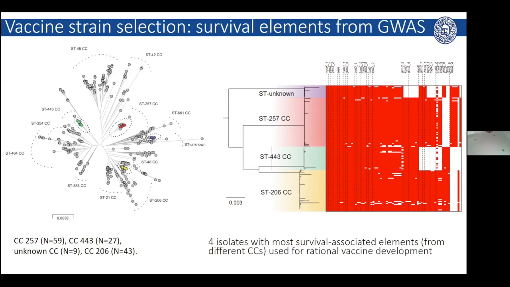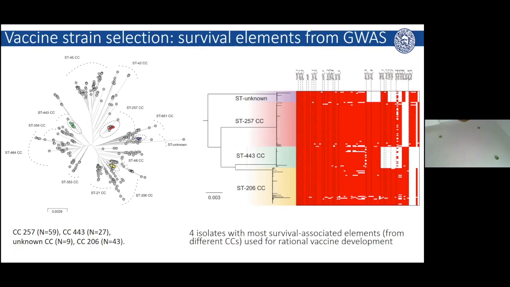Once we'd sequenced them, we wanted to select 4 isolates, 1 from each clonal complex, to include in the vaccine, but we also wanted them to have the maximum survivability. So I looked within all of the isolates and selected 1 isolate from each clonal complex that had the most survival-associated genetic elements. In the plot on the right, red is if the genetic element is present, and white is if it's absent.